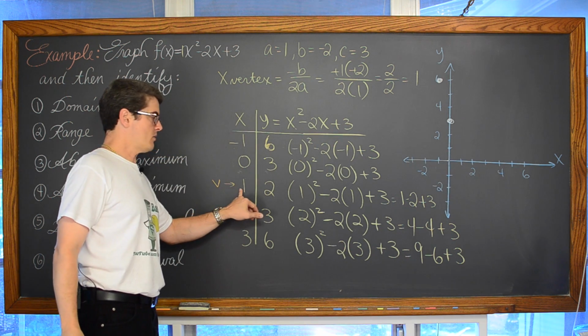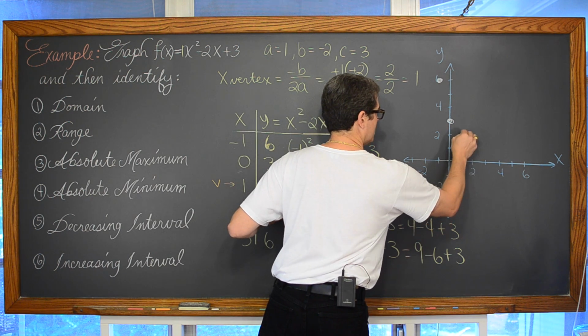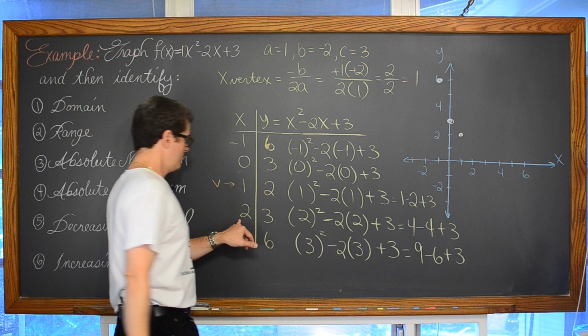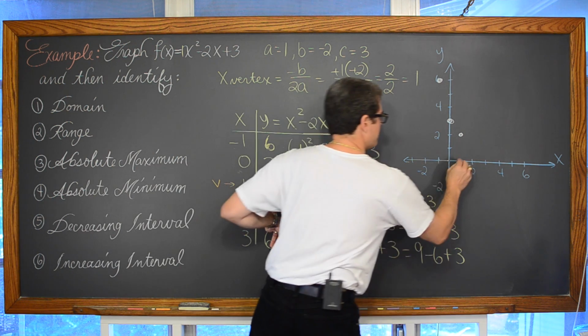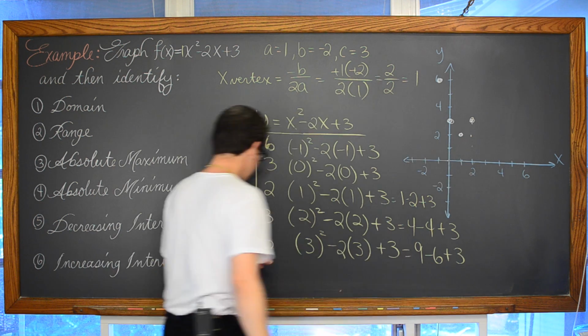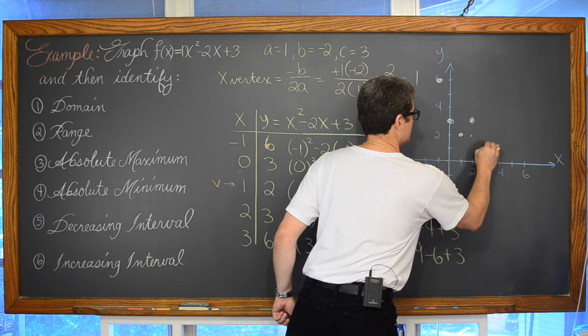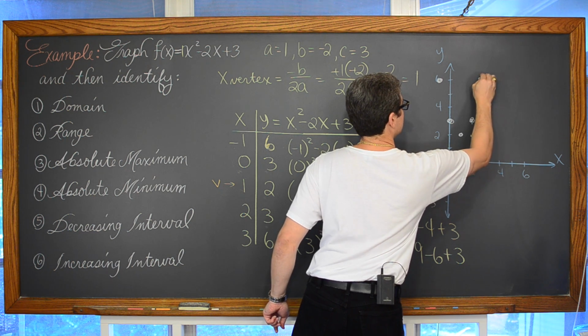At 1, 2, we're going to go from the origin right 1 and up 2. Move right 2 and up 3. And then go to the right 3 and up 6. So 1, 2, 3, and 1, 2, 3, 4, 5, and 6.